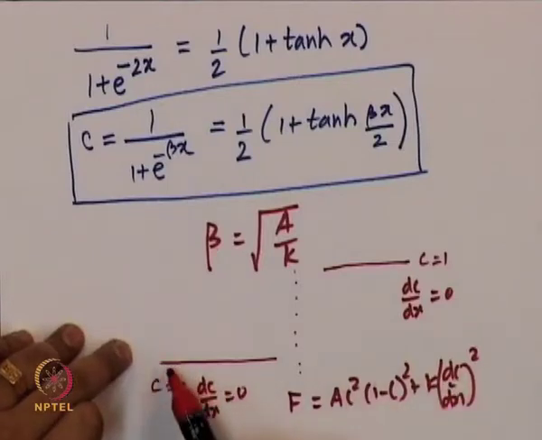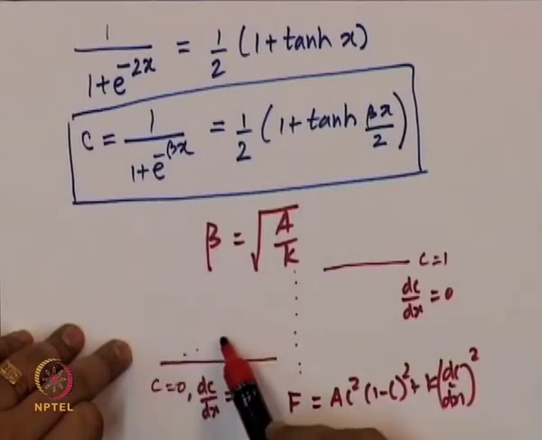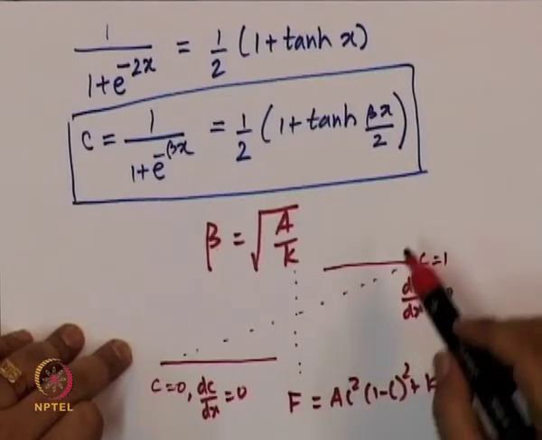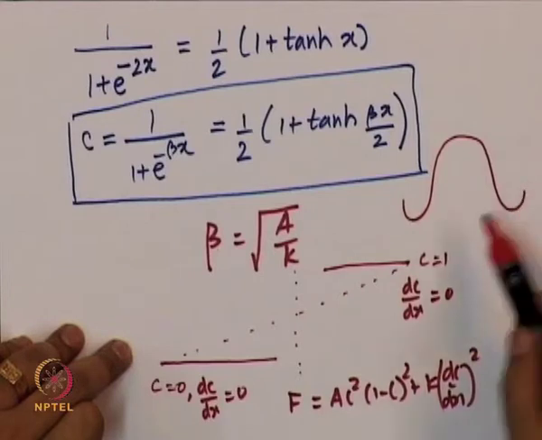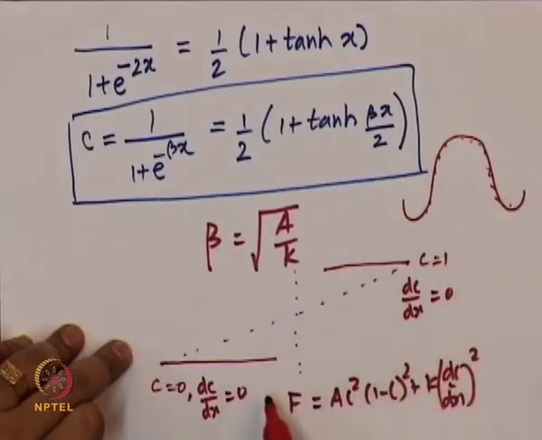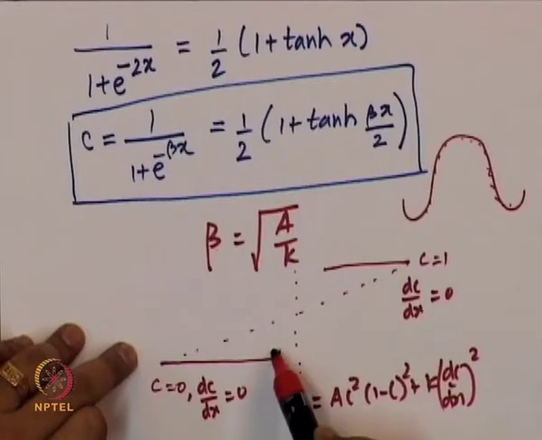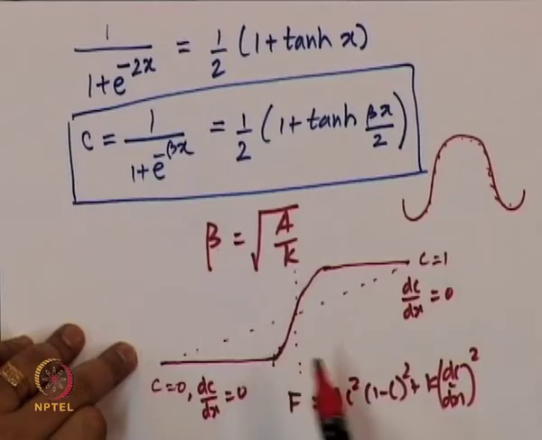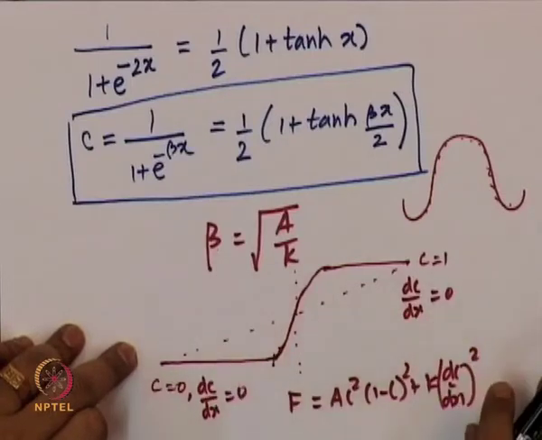On the other hand, if suppose the system takes an interface profile which looks like that, dC by dx will be very small. So, its contribution will be small, but A C squared into 1 minus C squared has this. So, it will start getting points with composition all over here, and that will increase the energy. So, the system then chooses an interface which is trying to make sure that neither this quantity nor this quantity is too high. And in fact, that is what we derived in the earlier expression.